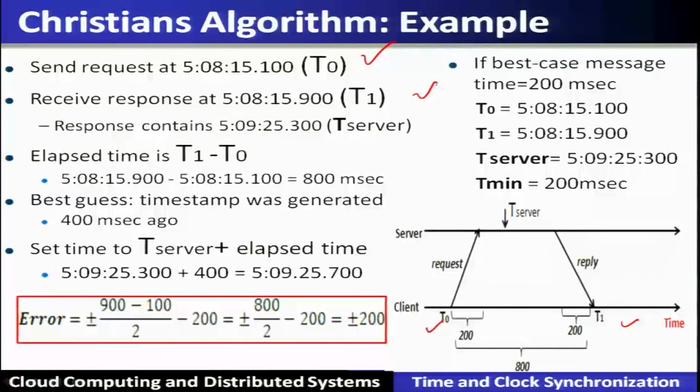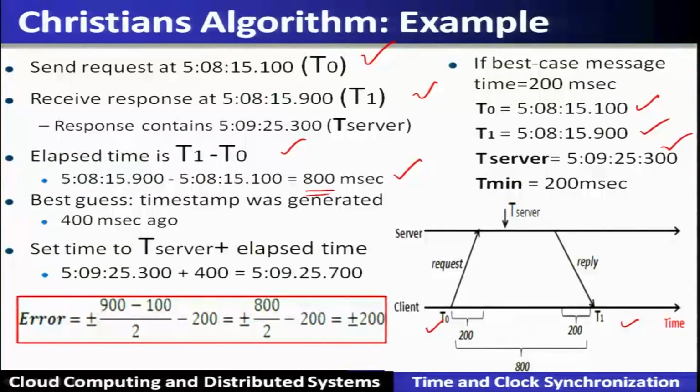The response contains the timing of the T server. So, it is T0 and T1, and T server time is 50925:300. Total elapsed time in that particular message is the difference of timing T1 minus T0, which comes out to be 800 milliseconds.